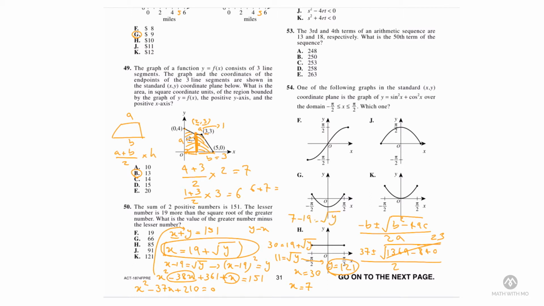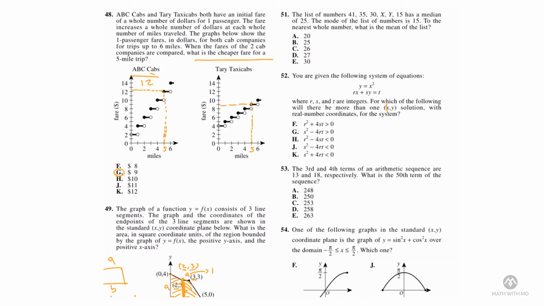But if I plug in 7 instead of x, then 7 minus 19 will be equal to the square root of y. 7 minus 19 is a negative number. A negative number cannot be equal to a square root. So this is our answer. The numbers are 30 and 121. Now we want to find out what is 121 minus 30, which is 91. J is the answer.